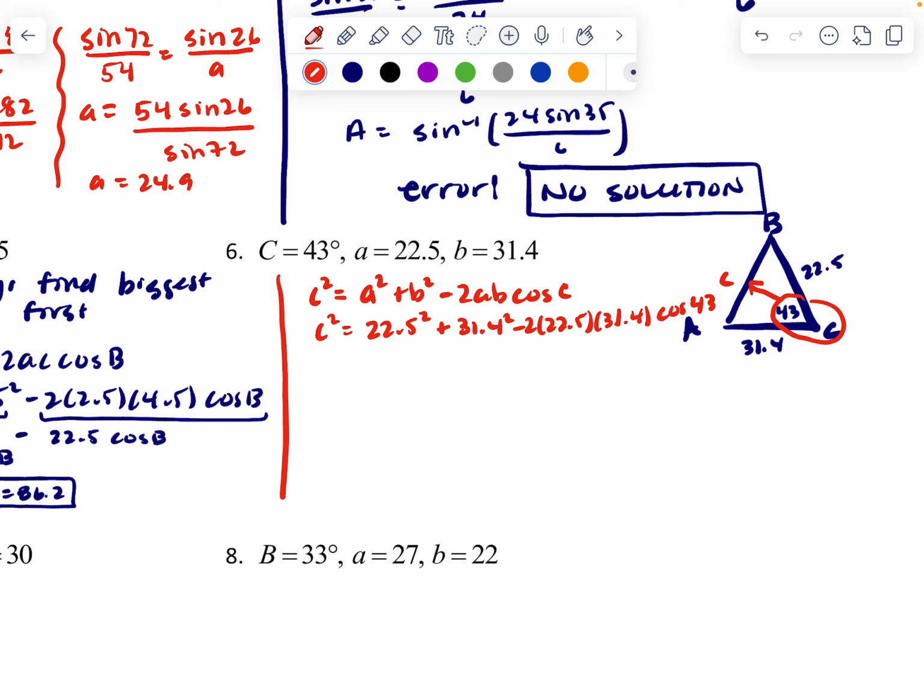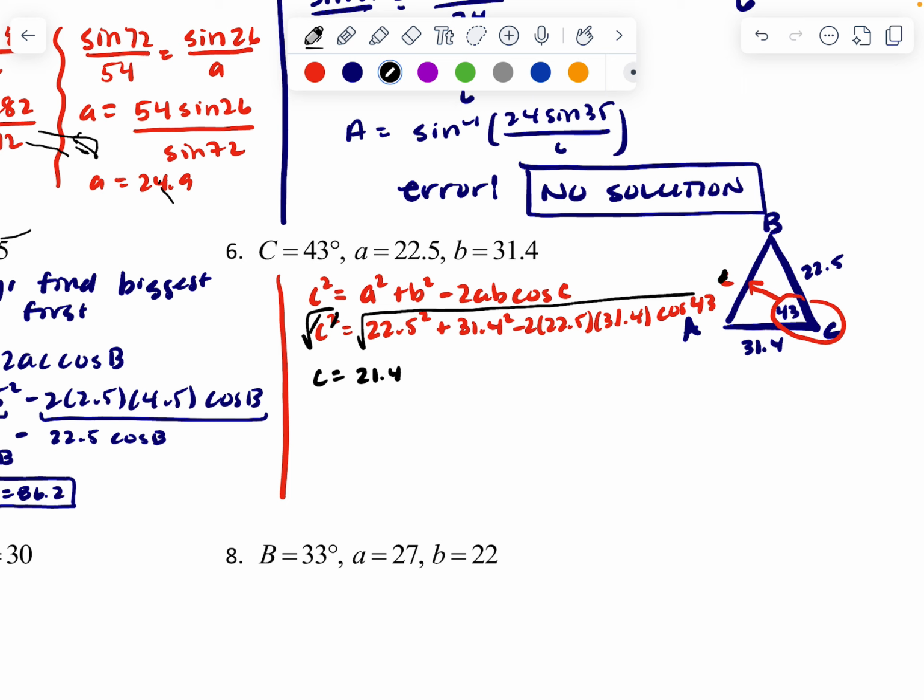The nice thing about this is that it's already solved for C, so all I have to do is take the square root of all of that and plug it into my calculator exactly the way I see it. So the square root of 22.5 squared plus 31.4 squared minus 2 times 22.5 times 31.4 times cosine of 43 degrees. All right, let's see what we get. 21.4. So C is 21.4.